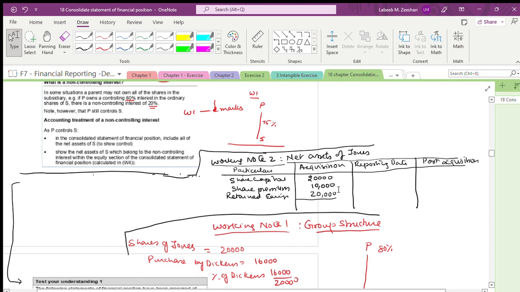How much will you get there? 20 plus 10 plus 20. It comes to 50,000.